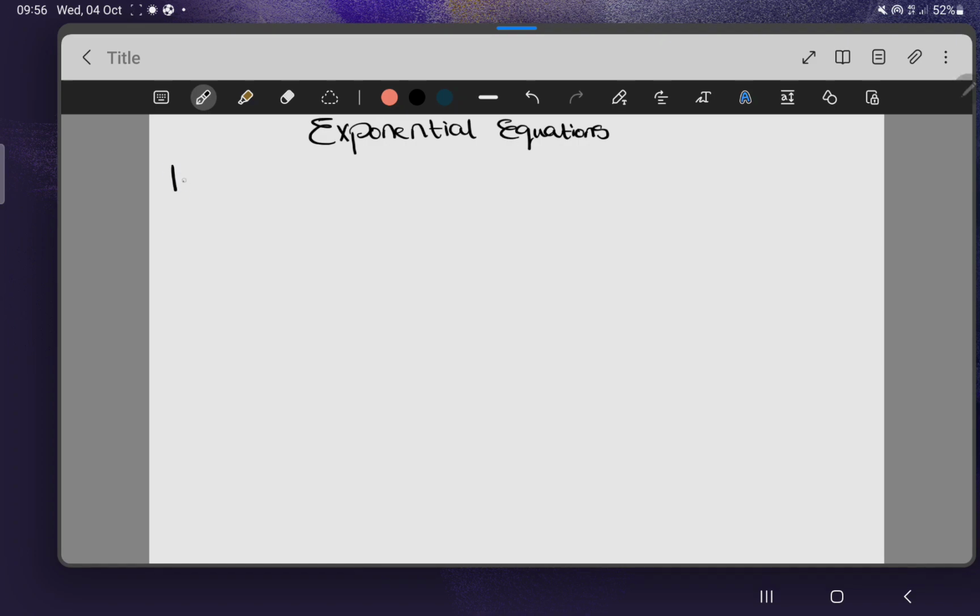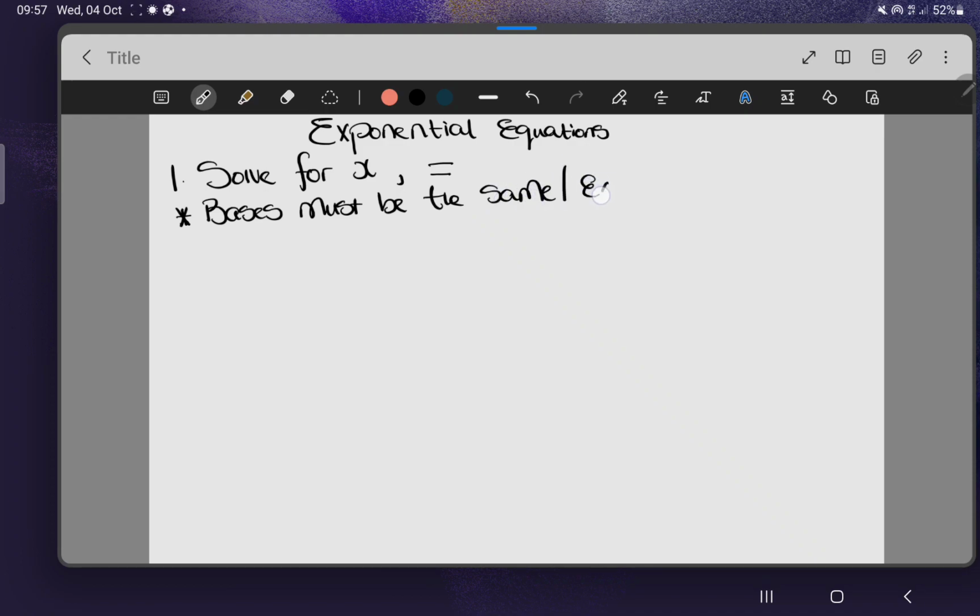One thing that you need to note, number one, they said solve for x. So obviously you'll be given these equal signs. So now here we're interested in two things. Number one, the bases must be the same, or the exponents. So if the bases are the same, the answer is the exponent. If the exponents are the same, then the answer is the base.